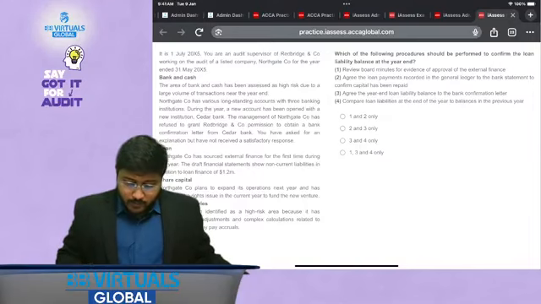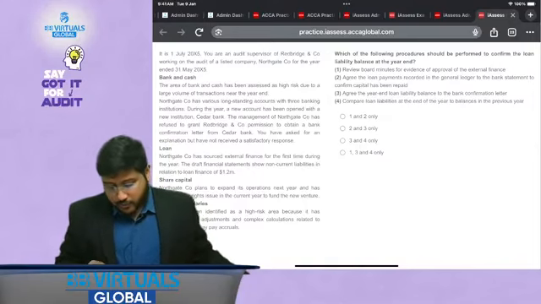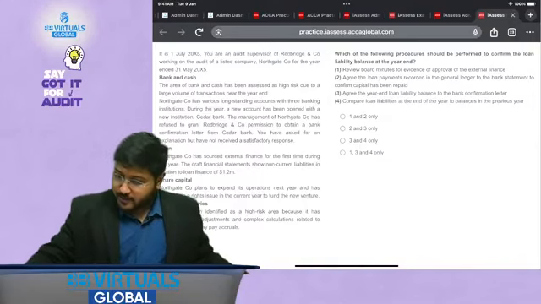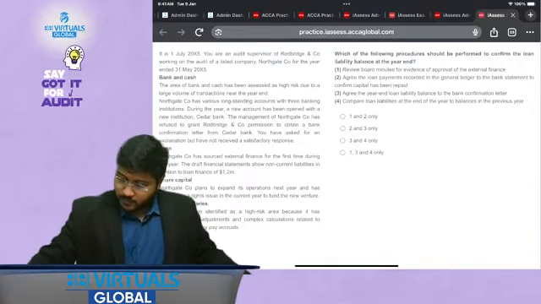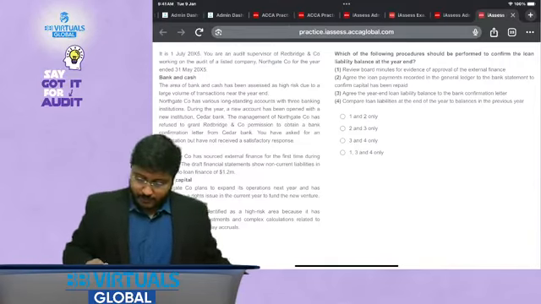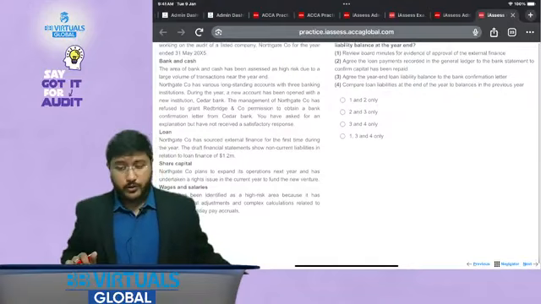So ideally point 2 and 3 are looking appropriate, so option 2 should be appropriate. Let me write it. Second option should be appropriate, right? So this you could solve even without looking at the case study.